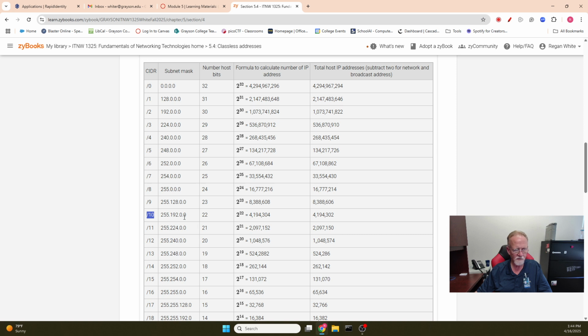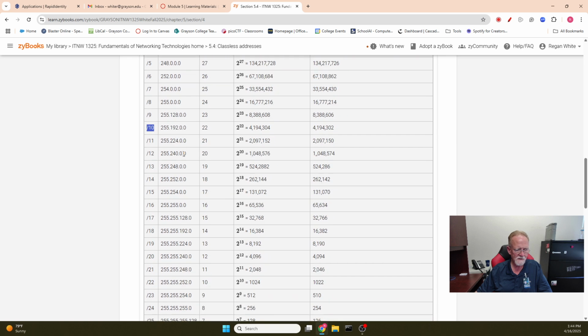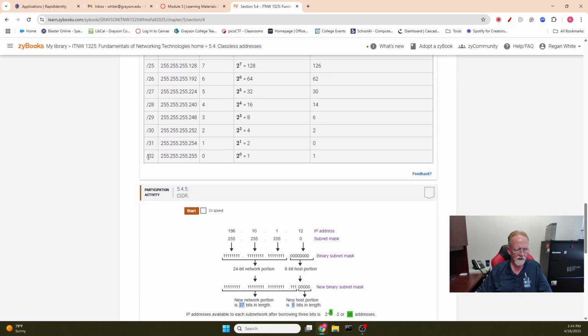And we'll go over this a little more in detail when we practice it for homework. But you get the idea. You can use this table to figure out what your / number would be based on what your subnet mask is. And it goes all the way down to /32, which is 255.255.255.255, which means you have 0 host bits. That means you can't put any devices on this network. So it's all network bits and no host bits.